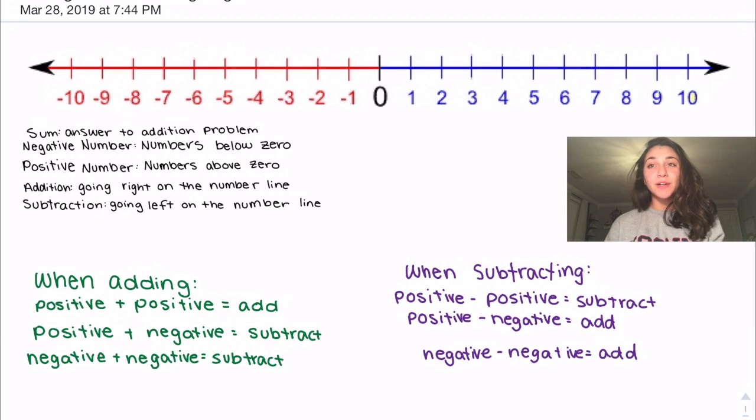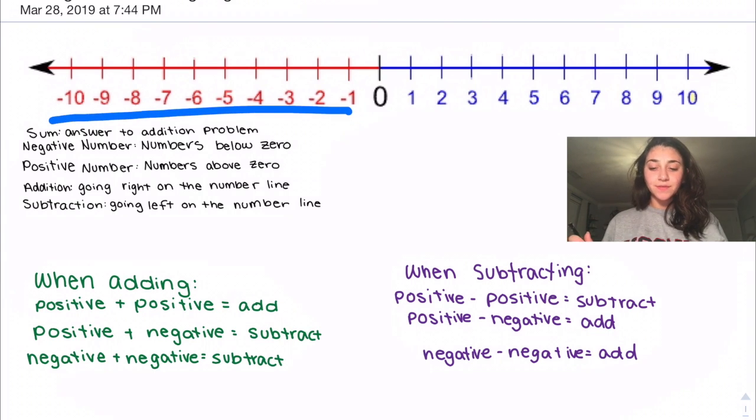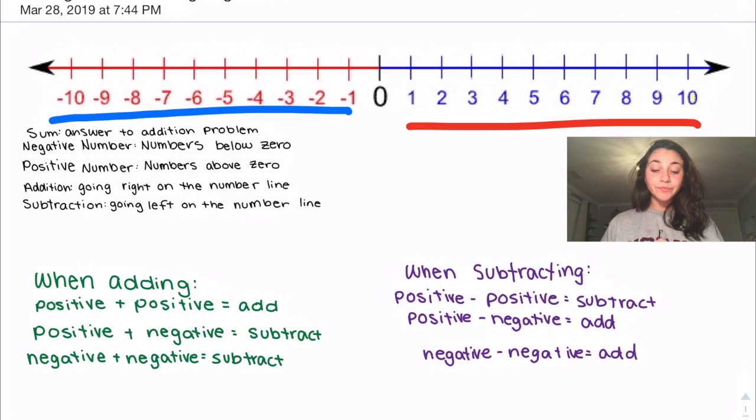In this video, we're going to be going over how to add and subtract positive and negative numbers. Before we start adding and subtracting, we should probably know what they are. Negative numbers are numbers that are less than 0, or in every case, to the left of 0. And positive numbers are numbers bigger than 0, that are to the right of 0.